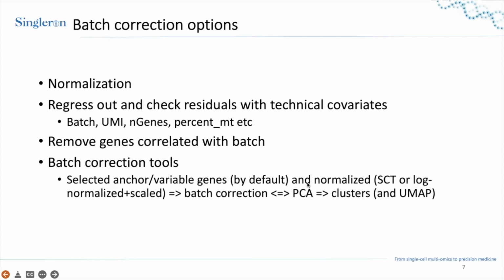and then conduct the normalization of those highly variable genes, and then conduct the PCA first, or conduct the batch correction first, and then it will return the clusters. So let's go to the next slide.